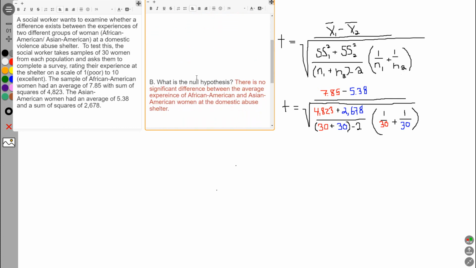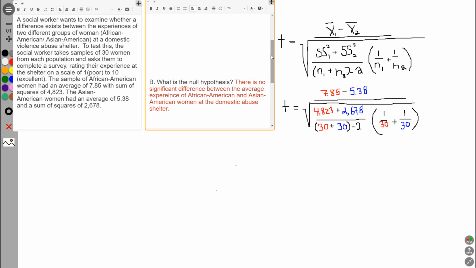What is the null hypothesis? Here's the one I gave. There is no significant difference between the average experience of African American and Asian American women at the domestic abuse shelter. Again, the null hypothesis says no, because we're talking about t-tests, we're talking about averages, and we have two different samples, and we're basically saying that there's really no difference between the averages here.